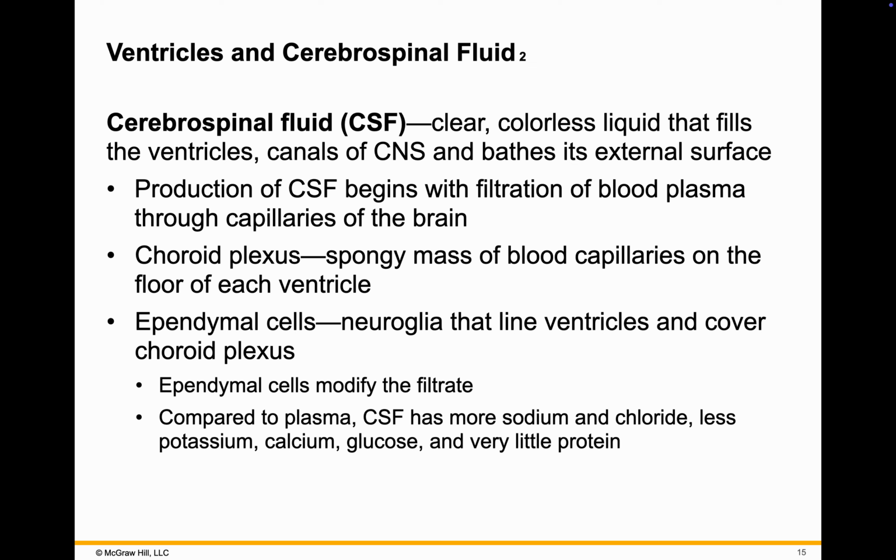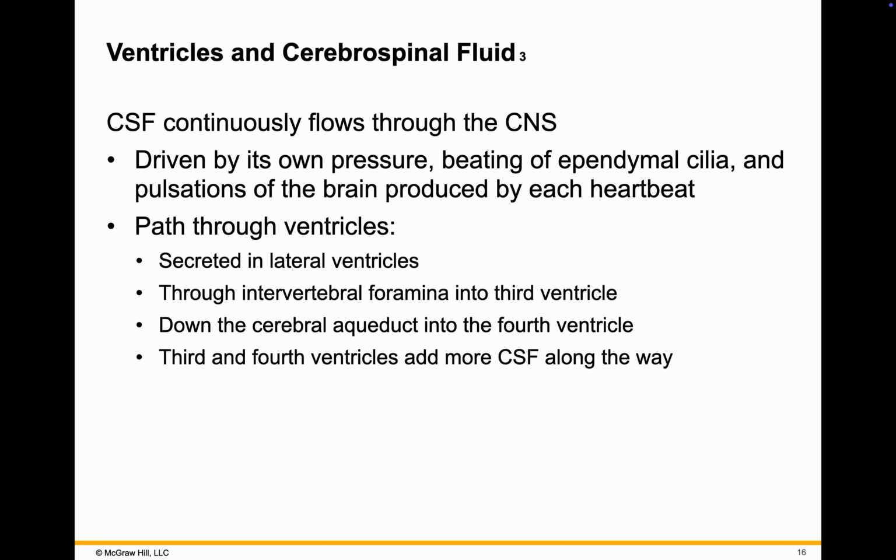The production of cerebrospinal fluid begins with filtration of blood plasma through capillaries of the brain. The choroid plexus is a spongy mass of blood capillaries on the floor of each ventricle. The ependymal cells are the neuroglia that cover the choroid plexus. They modify the filtrate. It's very similar to plasma, but the cerebrospinal fluid has more sodium and chloride, less potassium, calcium, glucose, and very little protein.